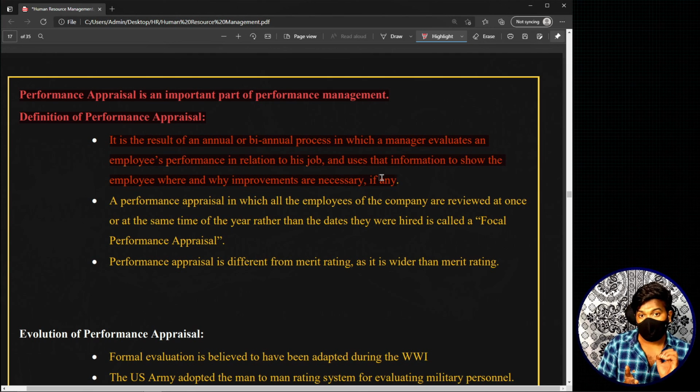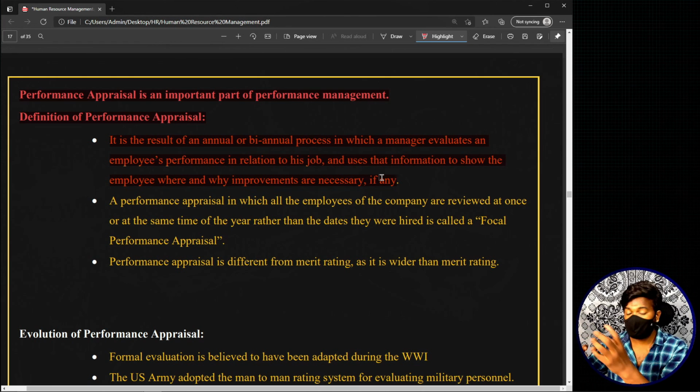where the manager evaluates the performance of the employee against certain predetermined or pre-communicated standards, and uses that information. That means after comparing the actual performance and the expected performance standards, you will get certain information, right? For example, if the predetermined performance standards, the targets, are 100 mobiles per month, and the employee generated 120 mobiles per month, that means there is a positive gap, right? This is a good situation, right?